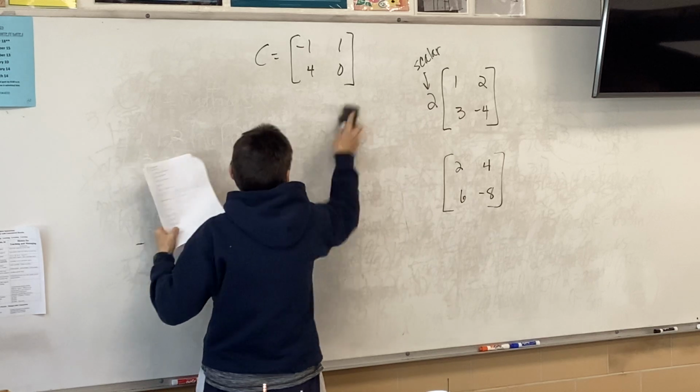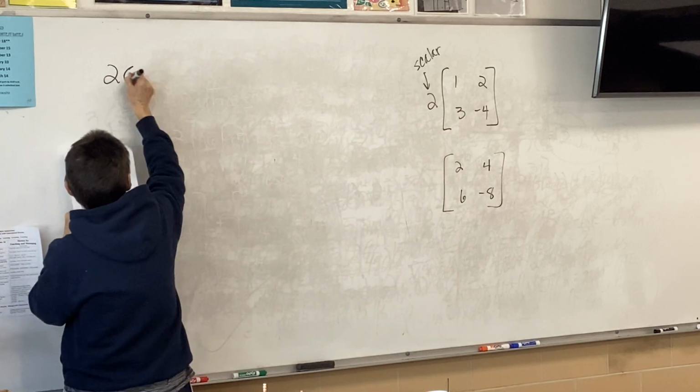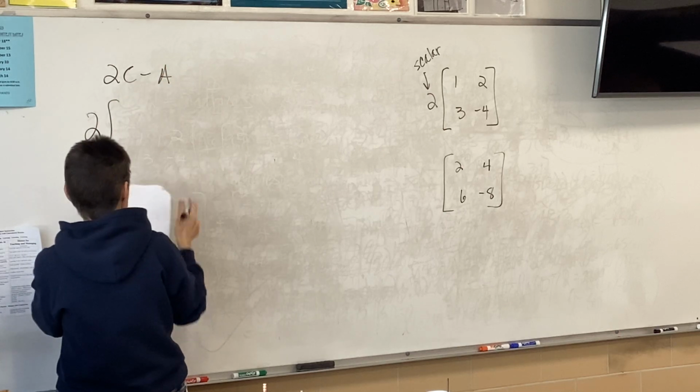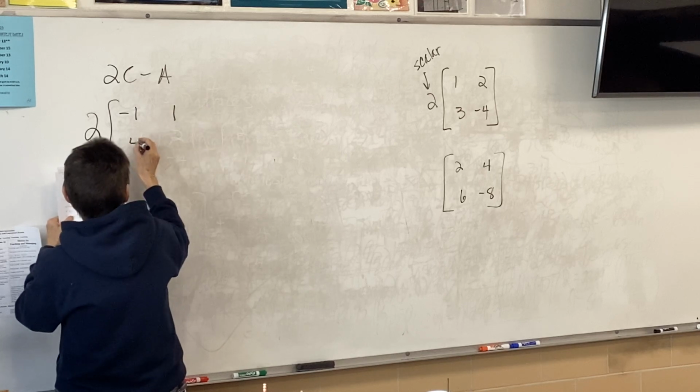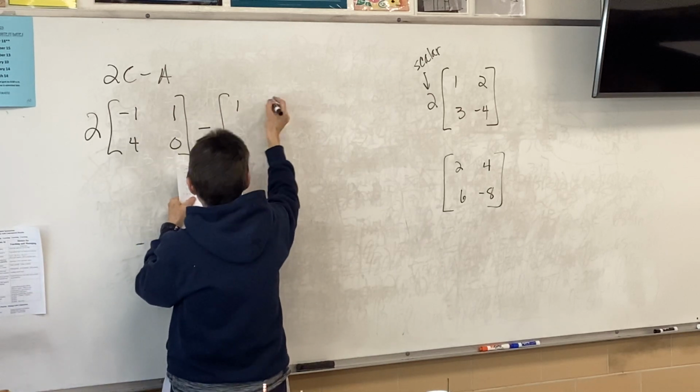All right, next we have 2C minus A. So 2 times matrix C minus matrix A.